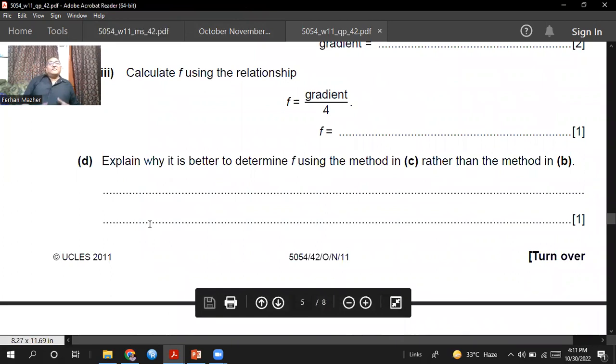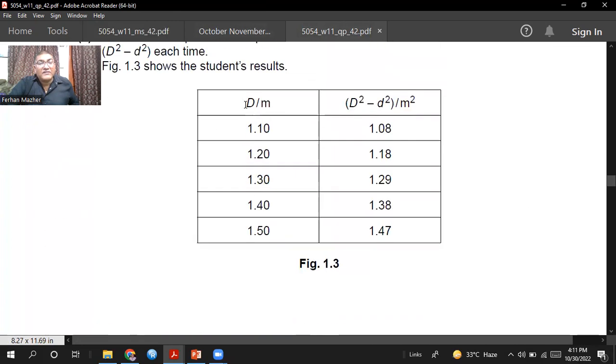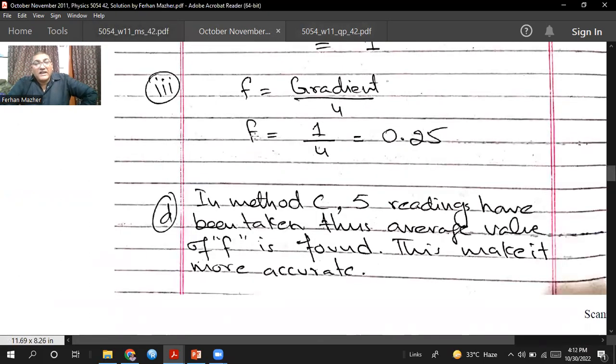The D part says, explain why it is better to determine F using the method in C rather than the method in B. You see, in method B, there was only one reading which you had taken. In the method in part C, we have taken 5 different values of D, and from there we have found the average value of the focal length.